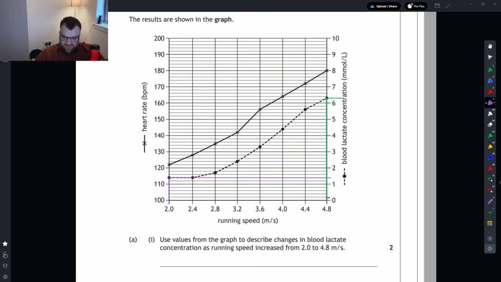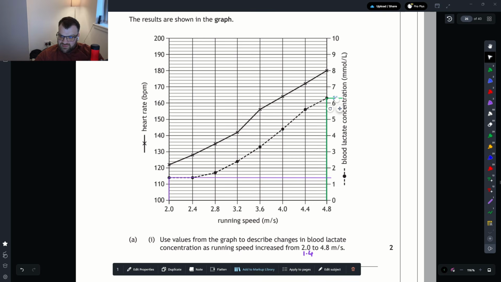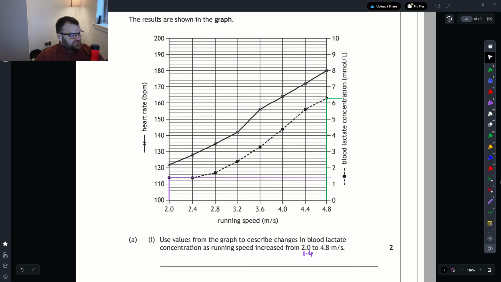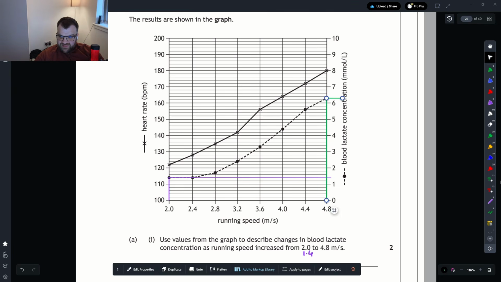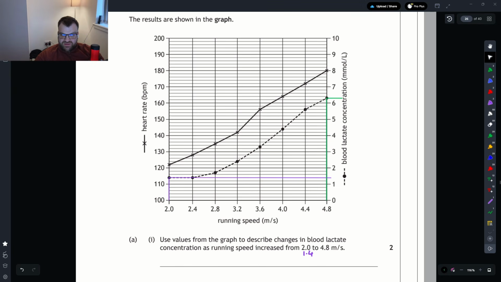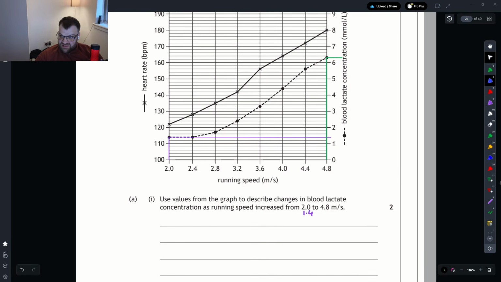So we are going from 1.4 up to 6 point. Now, if I just move that around. Well, that's halfway between 6.2 and 6.4, so 6.3. Let's go with 6.3.